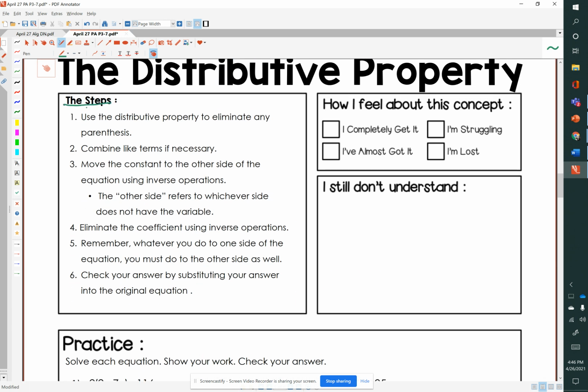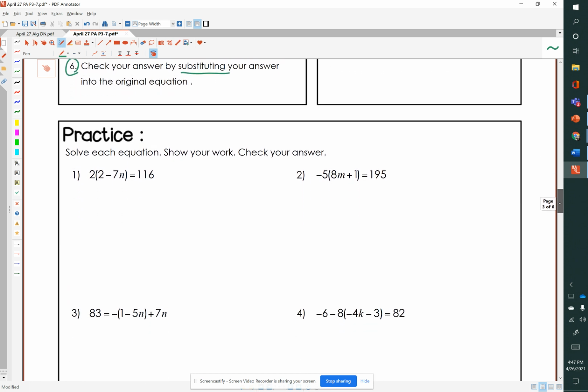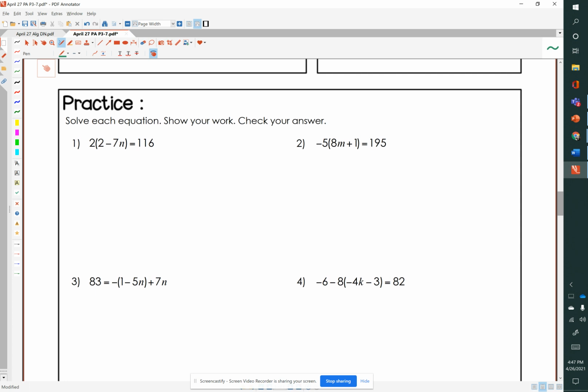And these are the steps. We will use the distributive property to eliminate any parentheses. First, we combine like terms, and then we move the constant to the other side of the equation using inverse operations. The other side means whatever side does not have the variable. We eliminate a coefficient using inverse operations, remembering that whatever we do to one side of an equation, we must do to the other as well. And we check by substituting your answer for the original equation to see if our answer fits. If we have a number equals the same number, then we know we've done this correctly.